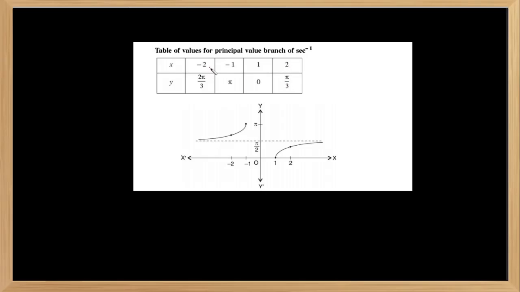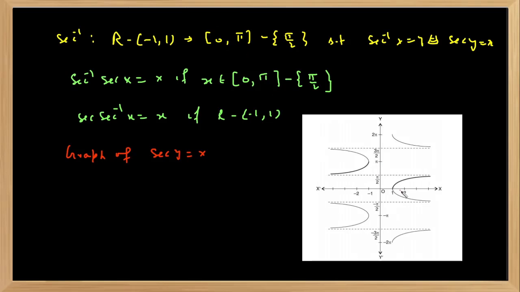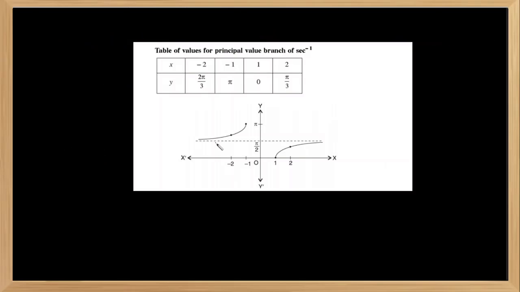Sec inverse -2: sec 2 pi by 3 is -2, so sec inverse -2 is 2 pi by 3. So from the previous graph I have taken this part, remove the rest. So we'll get the graph of the sec inverse function. The next function we'll be discussing is cosec inverse.